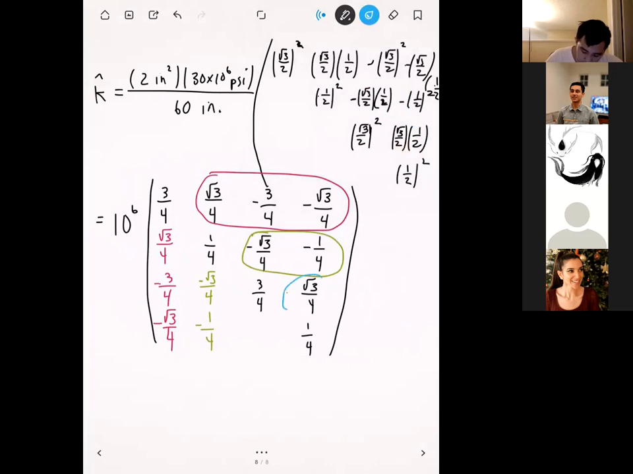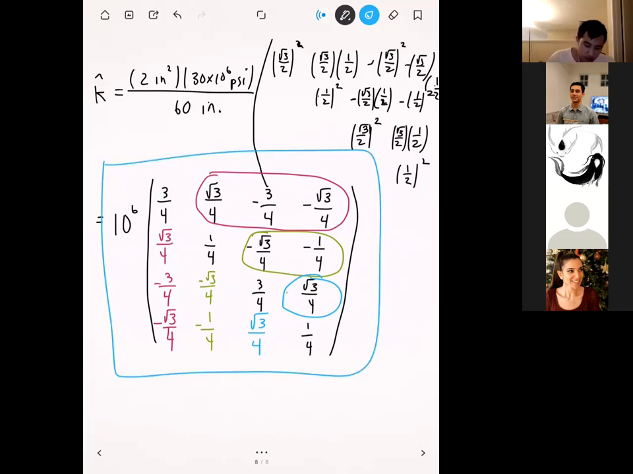And then the last entry to reflect is this root 3 over 4 right here. And then we're done. This is the element stiffness matrix for that element. It's quite a bit more work. Remember what I said on Tuesday, that going to 2D from 1D is not a trivial thing. You can see now that it's not trivial because there are way more computations to perform relative to the 1D case.